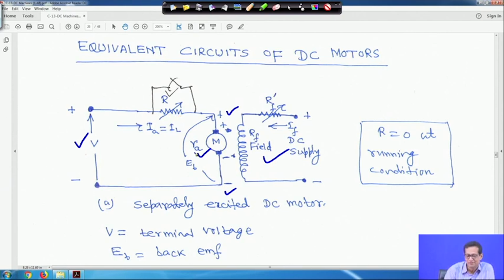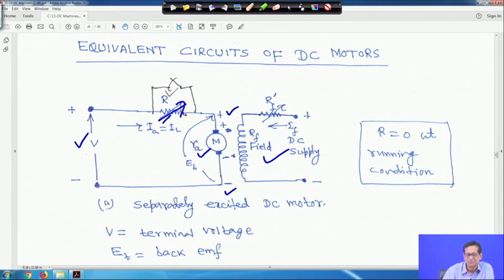Therefore, a huge current will flow and the fuse will blow if you do not connect a fuse somewhere here, right. So, at the time of start, this resistance should be at maximum, and then you give the supply. The motor will start slowly and slowly pick up, and then back EMF will be developed.